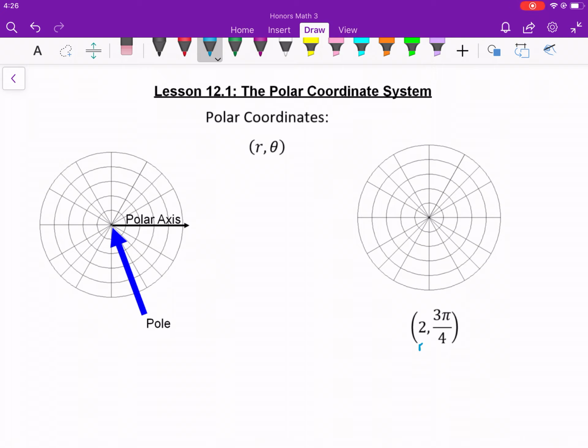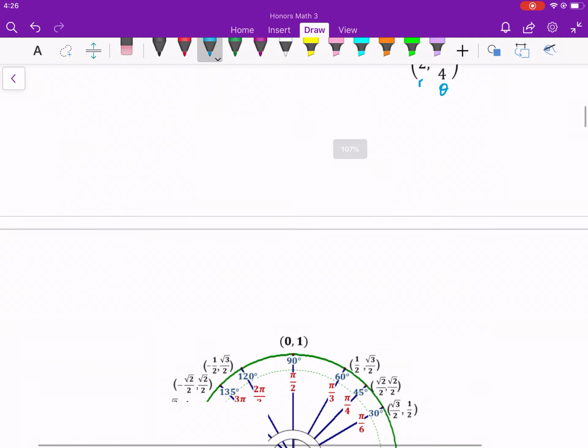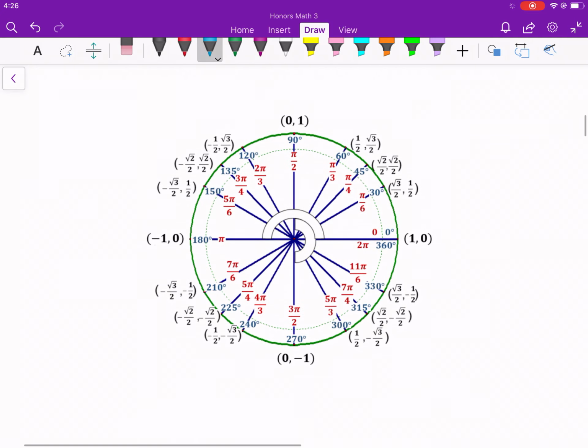So here's how it works. The 2 is your radius. 3 pi fourths is our theta. So I'm going to go to 3 pi fourths, which is right here, and then I'm going to go from the pole out along 3 pi fourths. And done. That's it. I'm going to do several pretty quickly. This is just a reminder that you're going to want to know your unit circle really well for this unit.